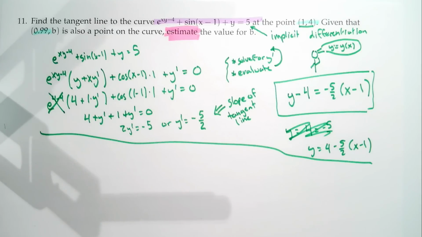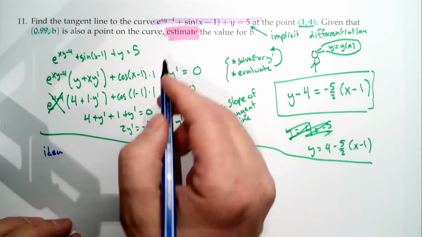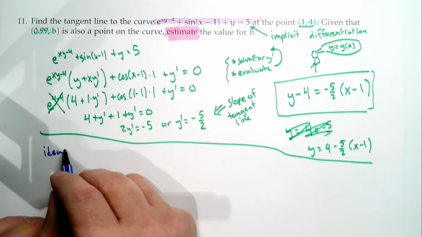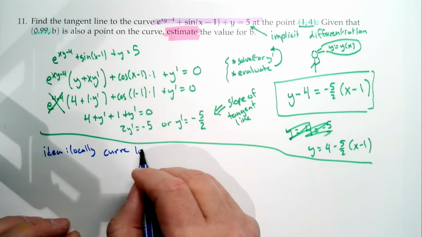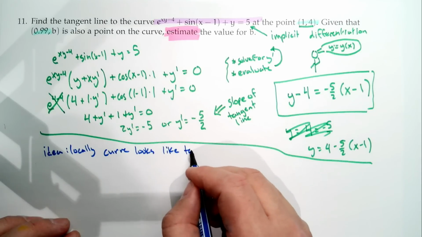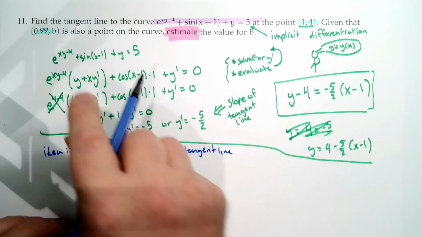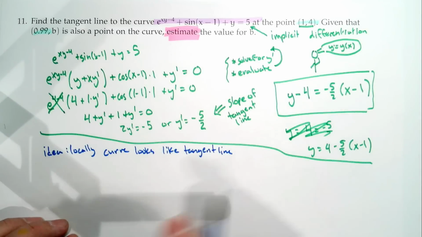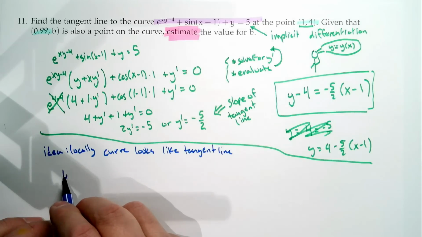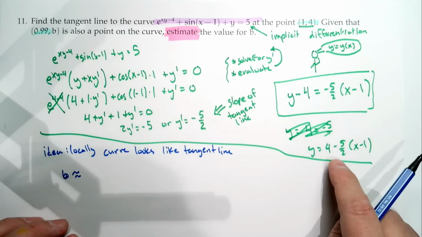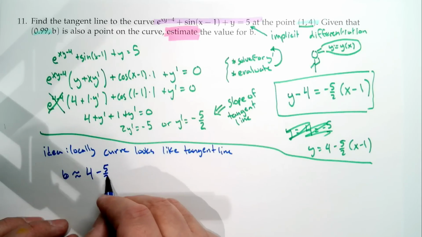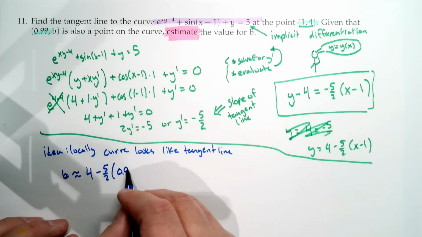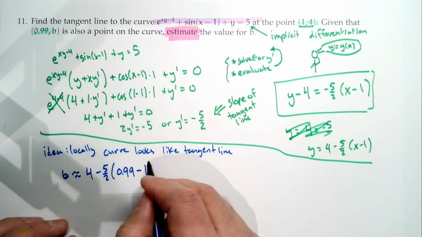The tangent line contains information. So our idea is to say, well, look, this curve is terrible. I don't want to use it. But locally, whatever this curve is, the curve looks like the tangent line. So what we'll do is plug 0.99 into our tangent line. So we can say that our b is approximately 4 minus 5/2 times 0.99 minus 1.